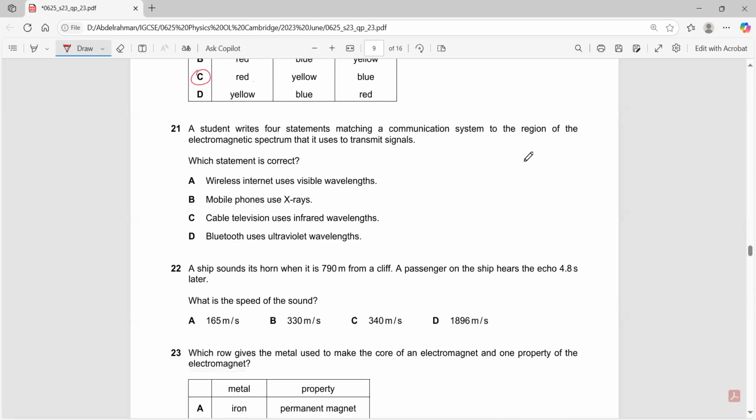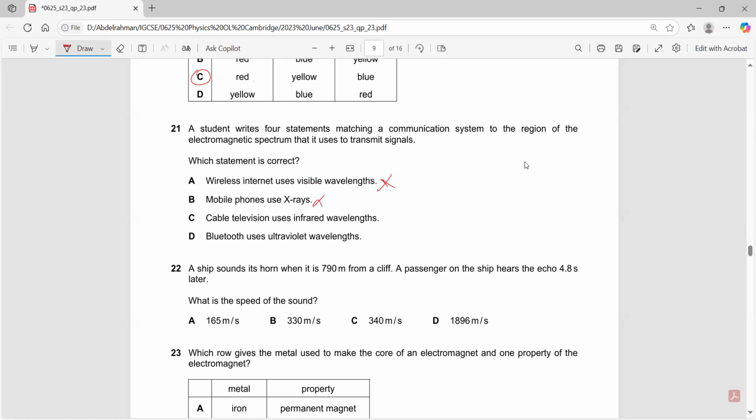A student writes 4 statements matching a communication system to a region of the electromagnetic spectrum. Which statement is correct? Wireless internet uses visible wavelengths. No. Wireless internet doesn't use visible wavelengths, which is light. It doesn't use light at all. No. Okay. Mobile phones use X-rays.